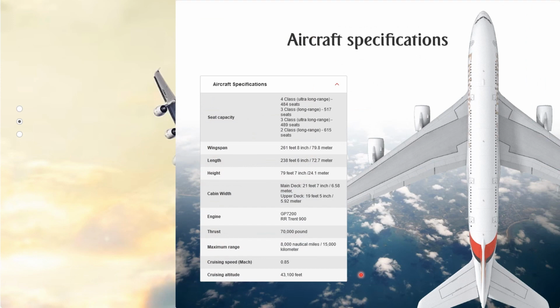And there are some aircraft specifications. This flight is a luxury flight. There are four classes: first class, second class, third class, and fourth class. If it is the first class, they will take around 480, but if it is the third or fourth class, they will take around 600 to 700 members. That's the number of people they will take.